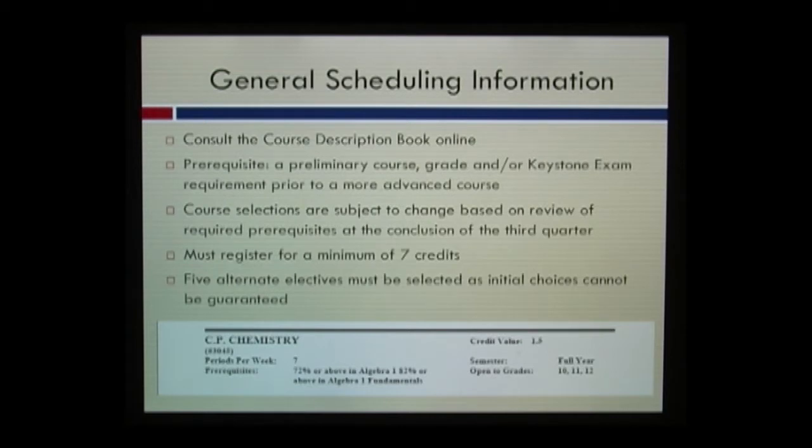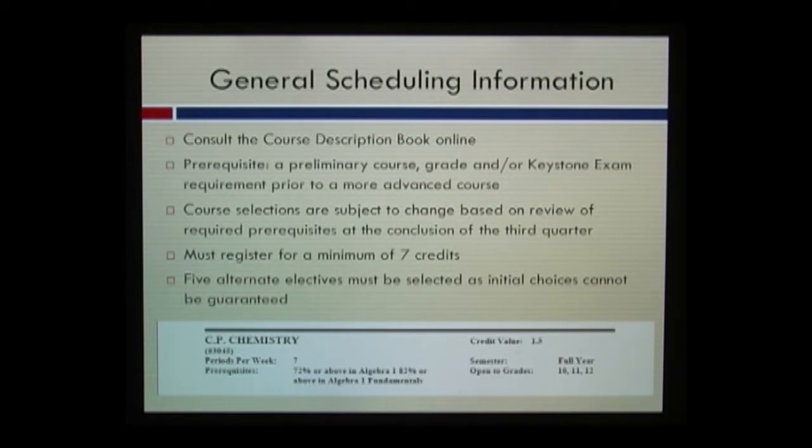All students must register for a minimum of 7 credits. If you would like to have a study hall, 7 credits will still allow you to have a study hall. All students must register for 5 alternate electives. These are on the bottom right-hand corner of your course selection sheet. We need to have you fill in each of those alternate electives because it's not always possible to give you your first choice electives.